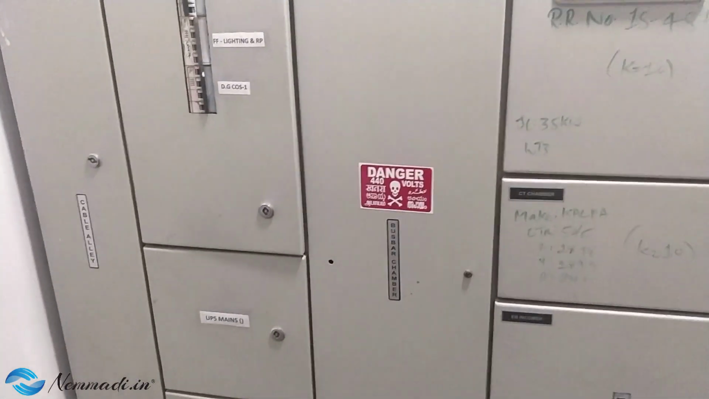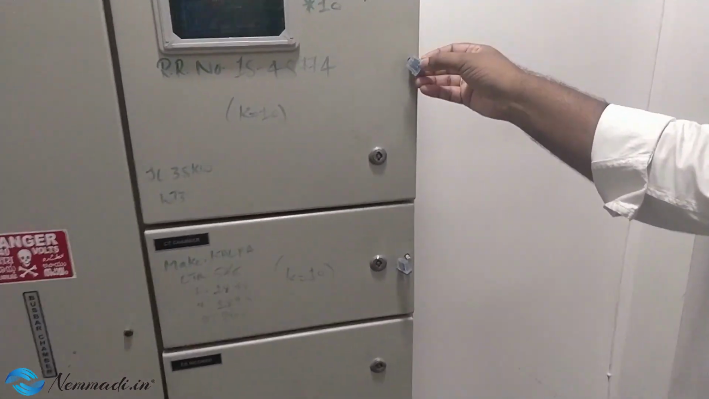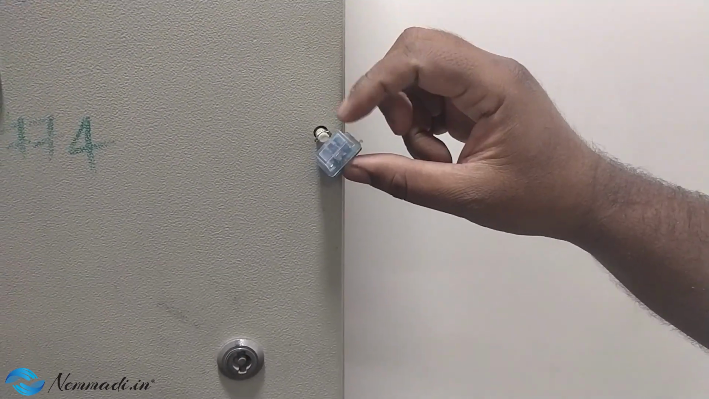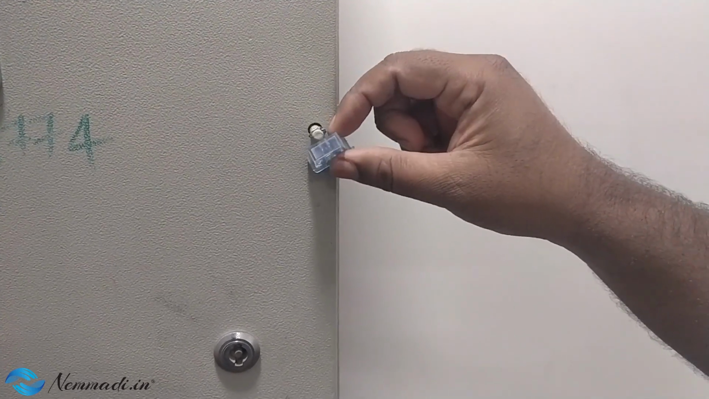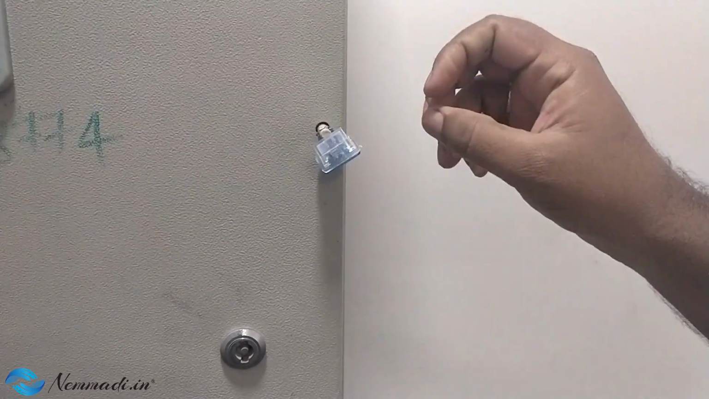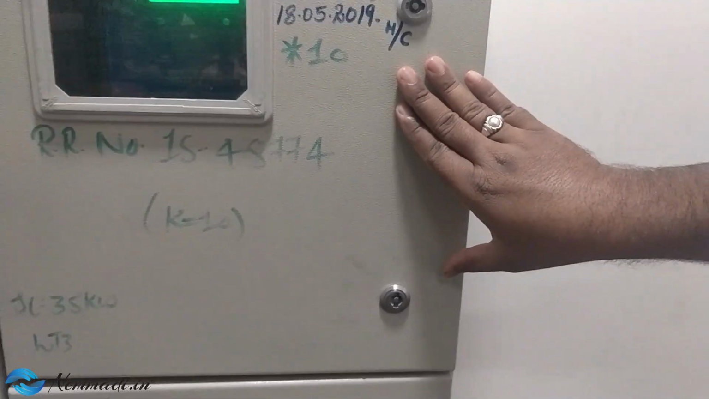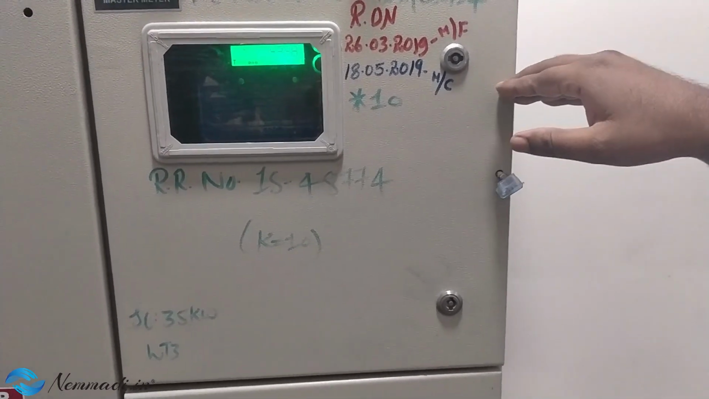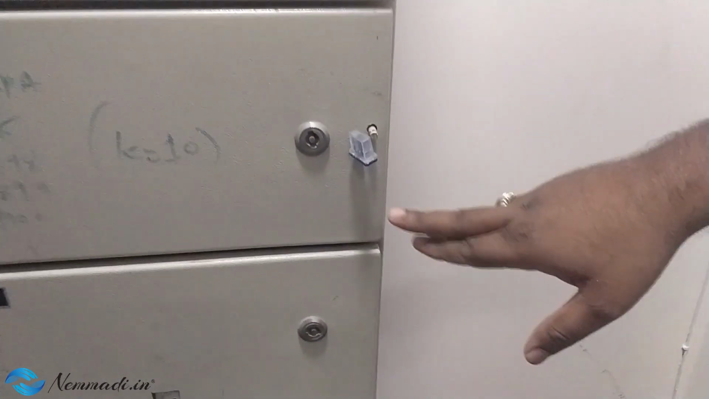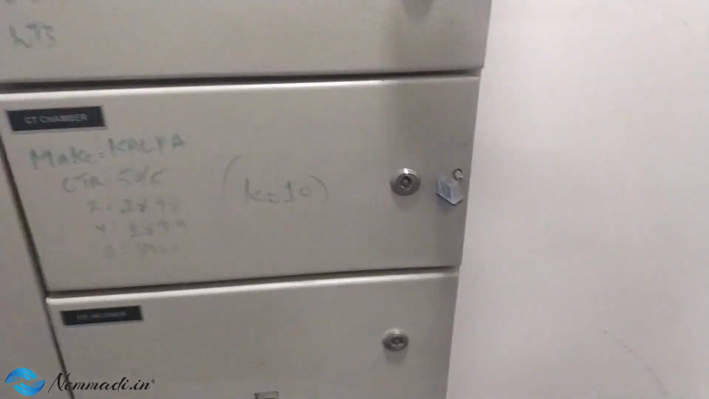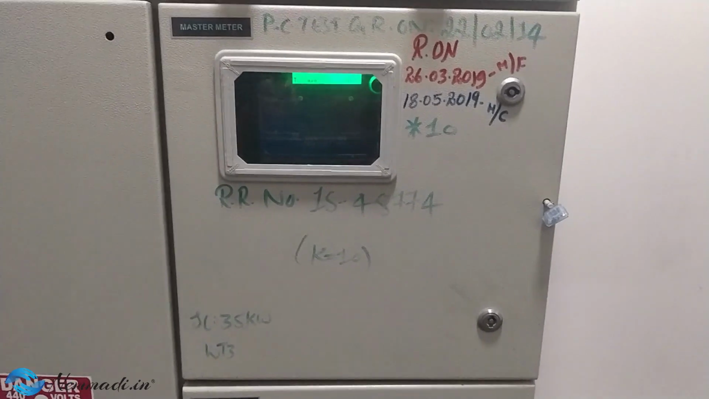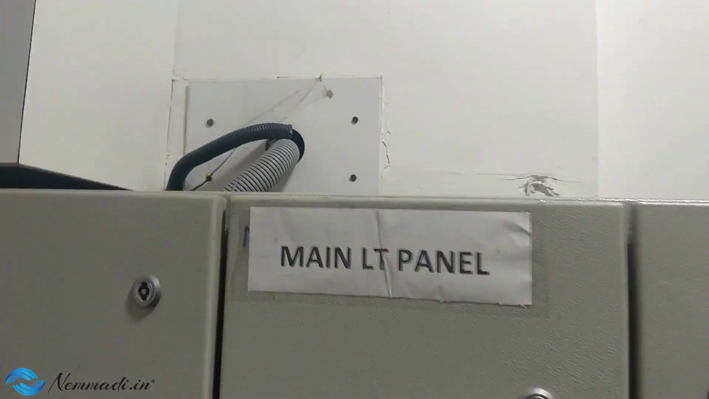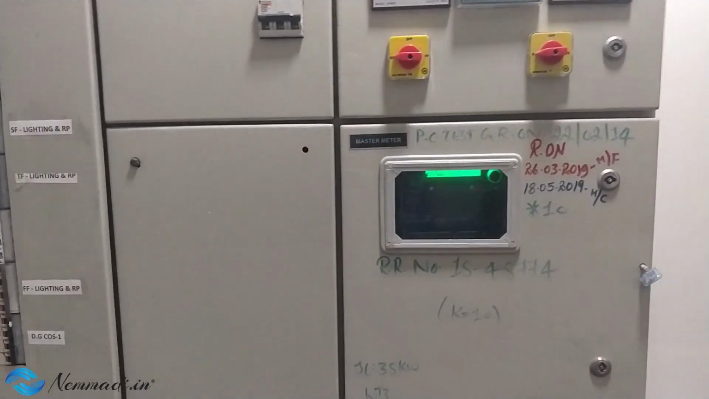Here you can see that these chambers have been sealed, because we cannot open this and make any changes, as this is the property of the electricity board. They have the authentication to open and make changes. If anything has to be done, they will do it. So we cannot open both the chambers, the CT chamber and the metering chamber. The supply to this comes from the main outside, that is the main supply from the BESCOM.